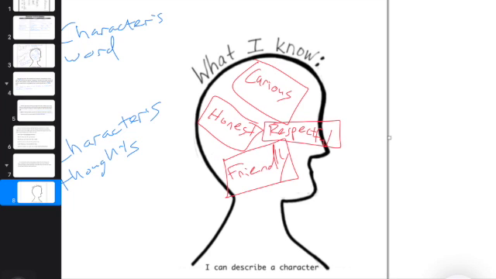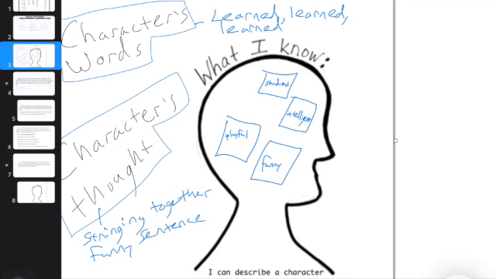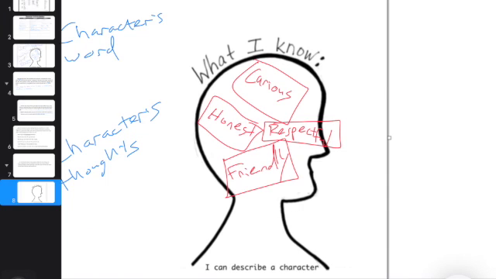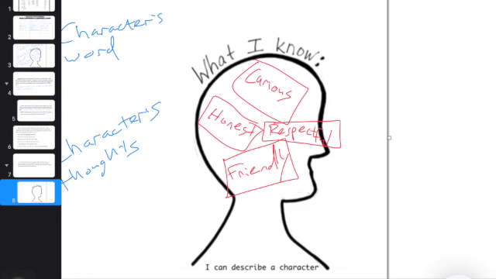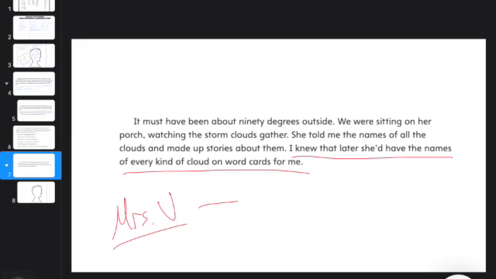Because we're more than just one character trait. We're a handful of traits made up in this. Because she can be studious and intelligent and playful and funny. But she can also be curious and respectful and honest and friendly. So we're more than just one or two character traits. We have a whole bunch of traits made up in us. And it's defined by how a character may think, or the things they say, the words they say. She told me the names of the clouds. I knew she'd have the names of every kind. So I almost get a sense of love here. She's a very loving person, because she loves what her teacher does for her, and she knows what to expect from her. Okay?